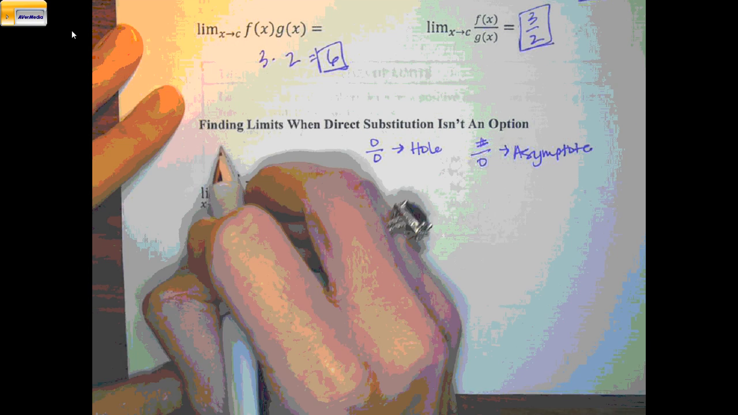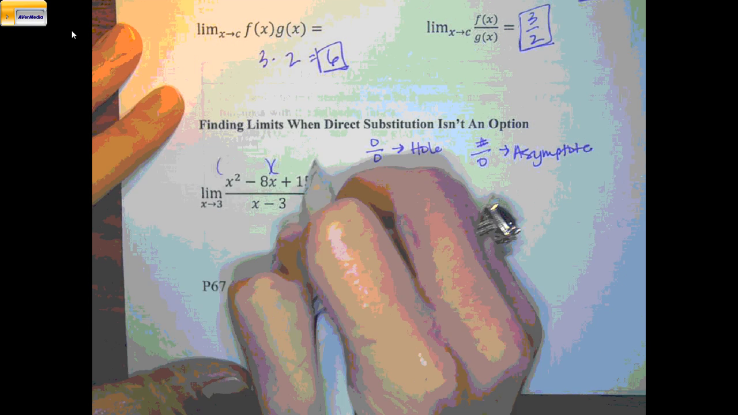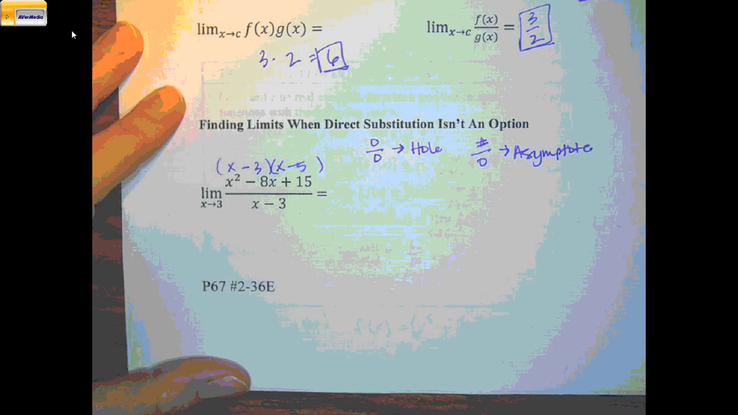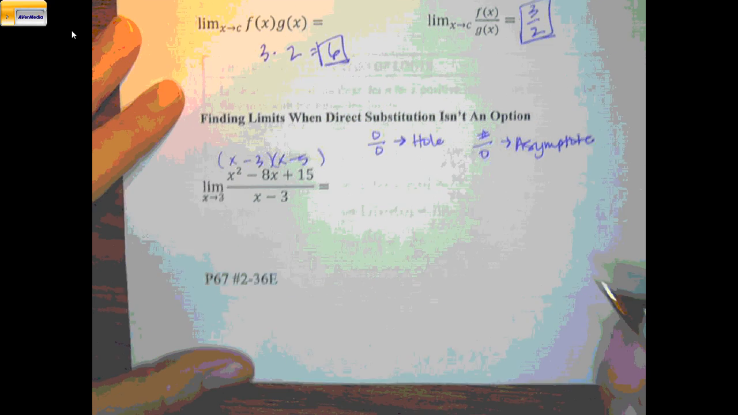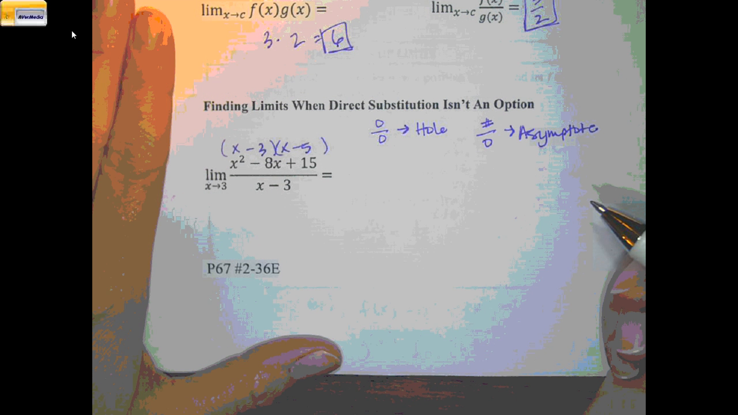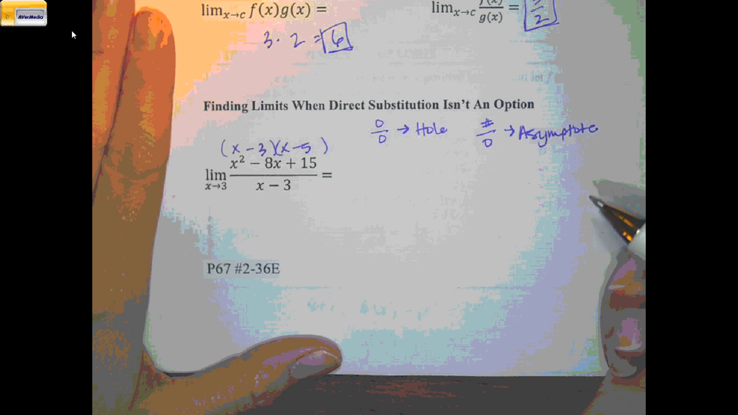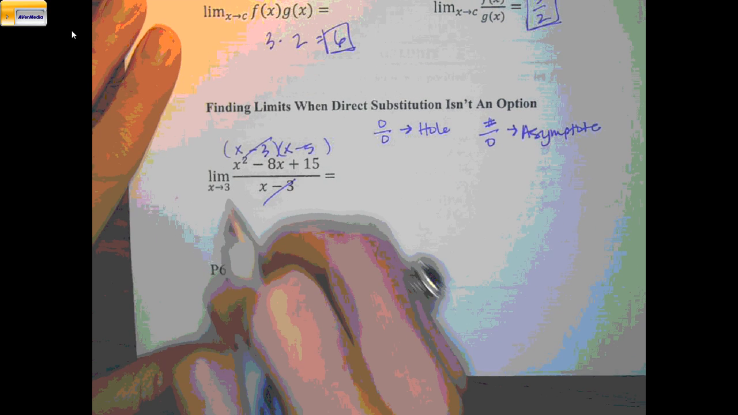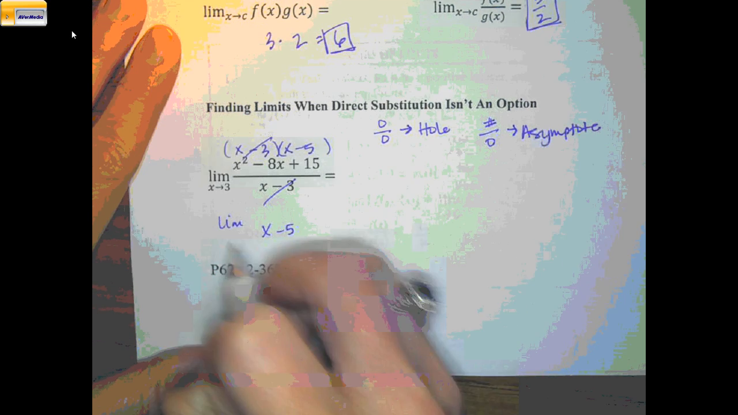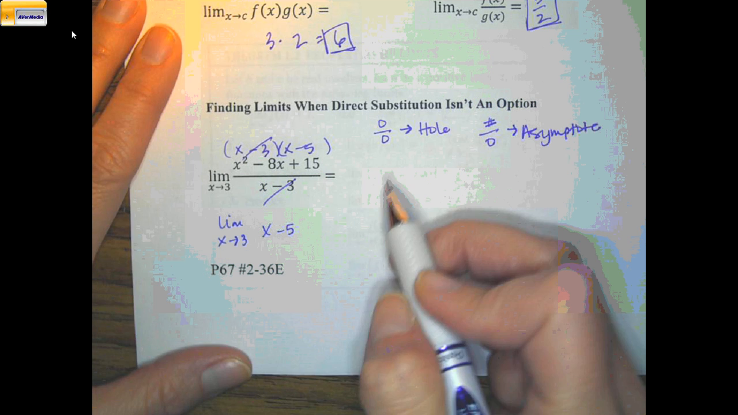So let's go ahead and factor the top. So we have minus 3 and minus 5 on the top. So what do we do next? Cancel. And what I'm left with is the limit of x minus 5 as x approaches 3.